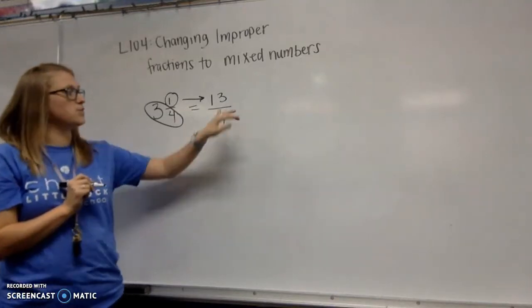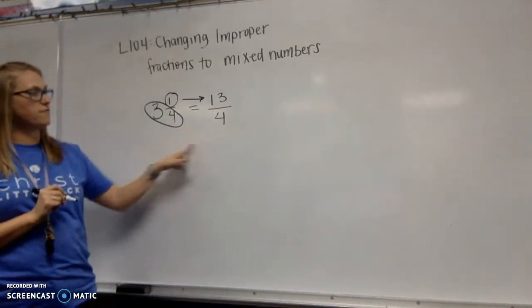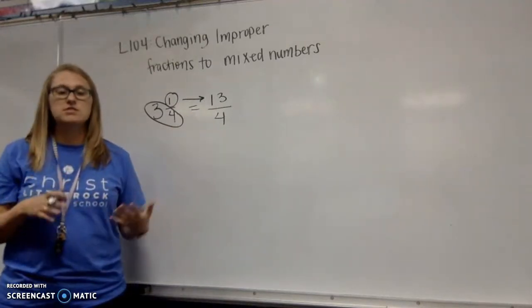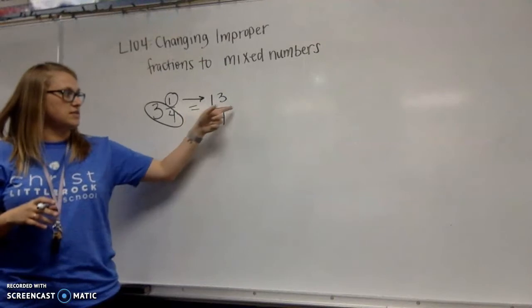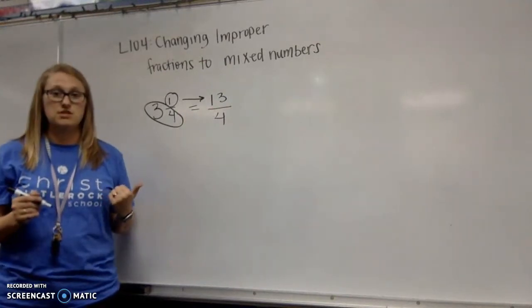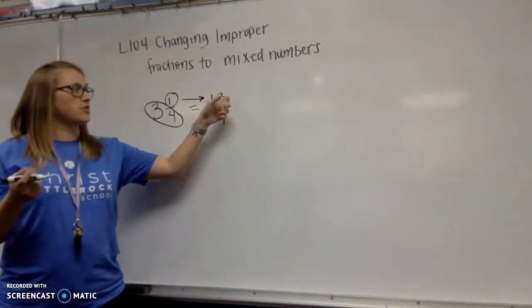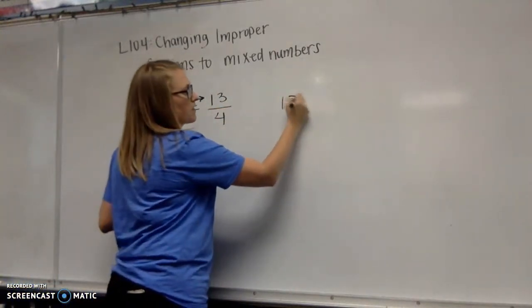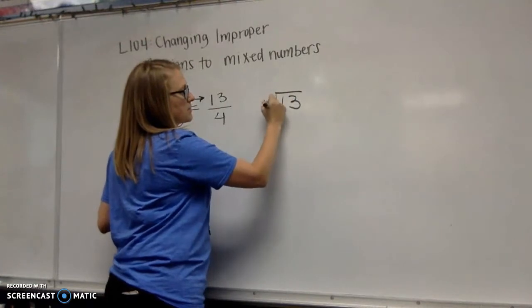So now let's work backwards. How do we get from here to here? Remember, at the beginning, when we first started division, we learned that this line can mean division. And that's what it means right now. 13 divided by 4. So if I did that, it would look something like this.